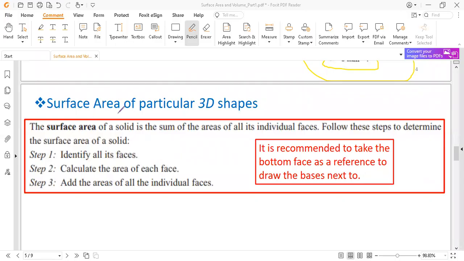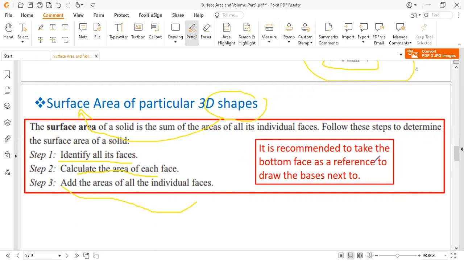Moving on to the surface area of particular 3D shapes. When we want to find the surface of 3D shapes, for solids, we say surface area instead of area. The surface area of a solid is the sum of the areas of all its individual faces. To determine this surface area, we should follow these steps: identify all its faces, calculate the area of each face, and then sum these results.